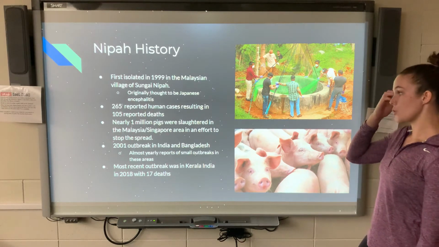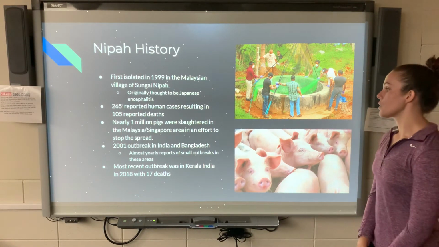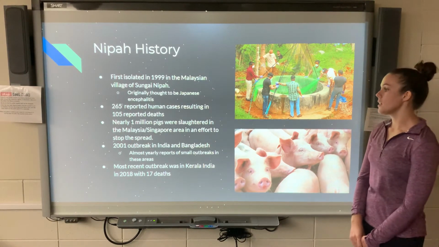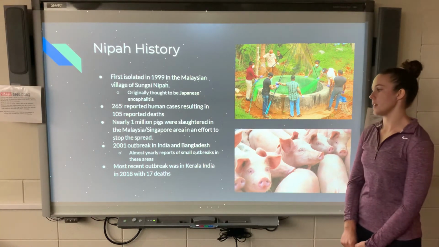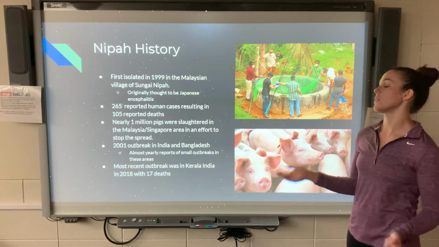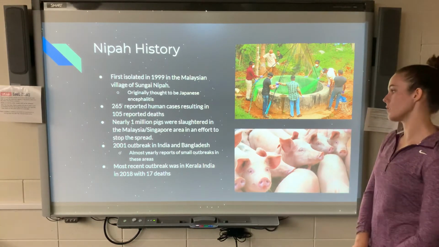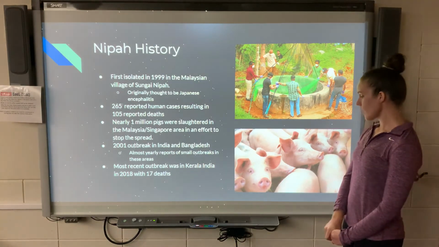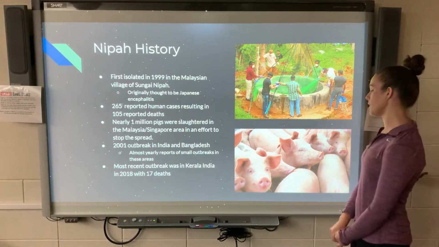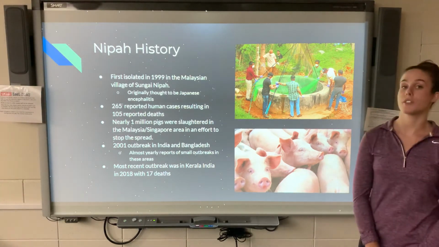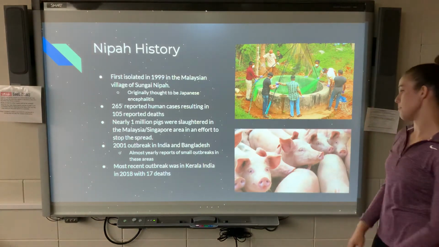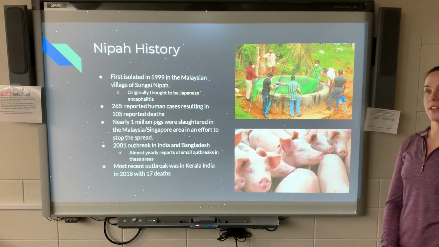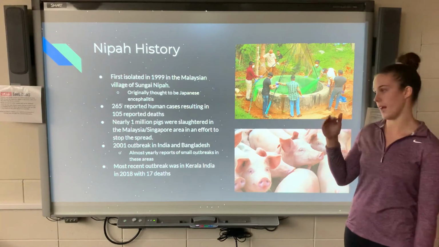In efforts to try and stop the virus, nearly 1 million pigs were slaughtered in Malaysia, and pigs that had been sent from Malaysia to Singapore were also culled. They also found success in stopping the virus by cutting down trees where bats were nesting that were above pig farms. That helped with less contact from bats to pigs.